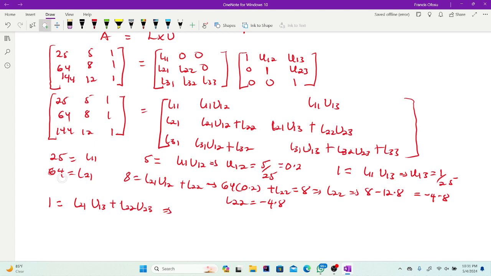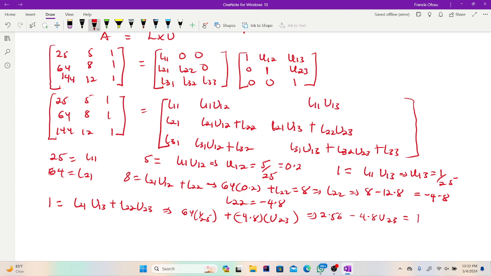So with this equation, I'm going to get L21 here is 64. U13 is 1 over 25. So I get 64 multiplying 1 over 25 plus L22, which I know to be negative 4.8, multiplying my U23. So with this, I'm going to get 64 over 25 instead, 2.56. So I'll get 2.56 plus or minus 4.8 U23 is equal to what? My 1 here, my 1.